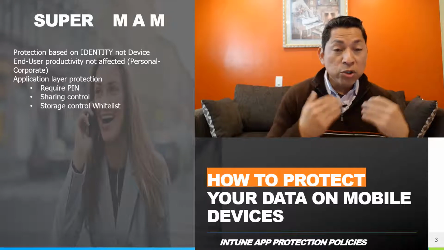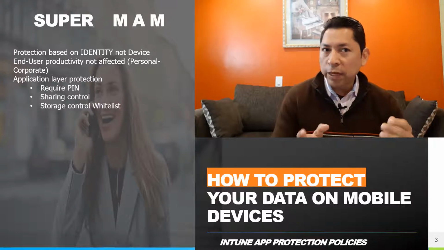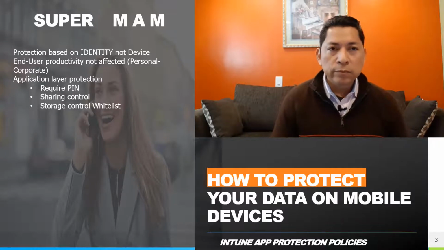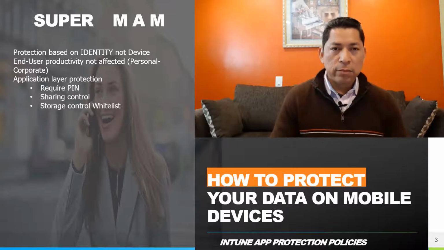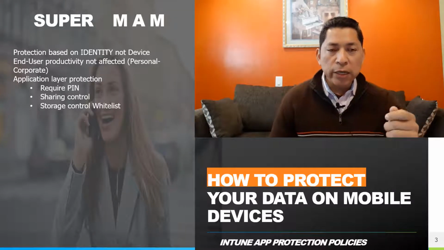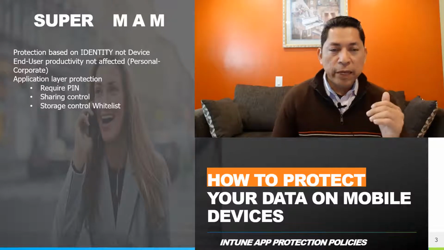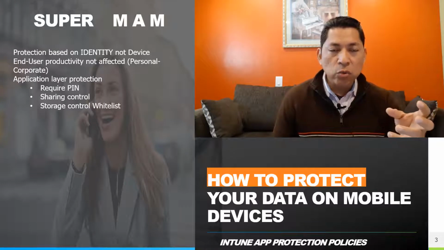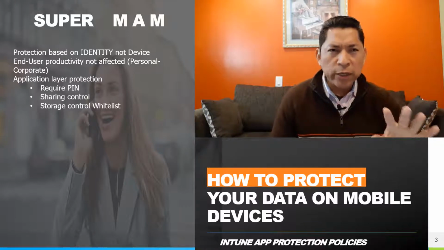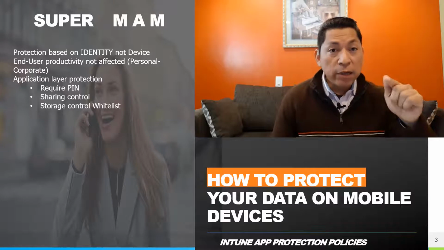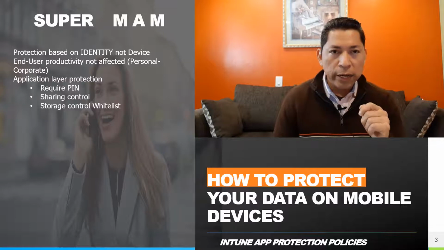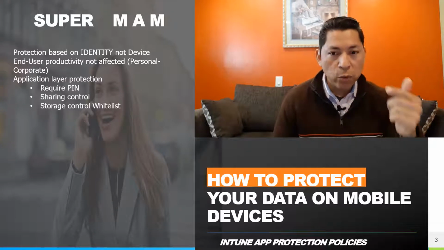Once you configure the Intune application protection policies, you can set, for example, to require a PIN. So every time an end user is going to open the Outlook application or an Office application like Word or Excel, and is trying to get access to some confidential or just corporate data, you can require a PIN every time the end user tries to open the application. That's something you can configure.